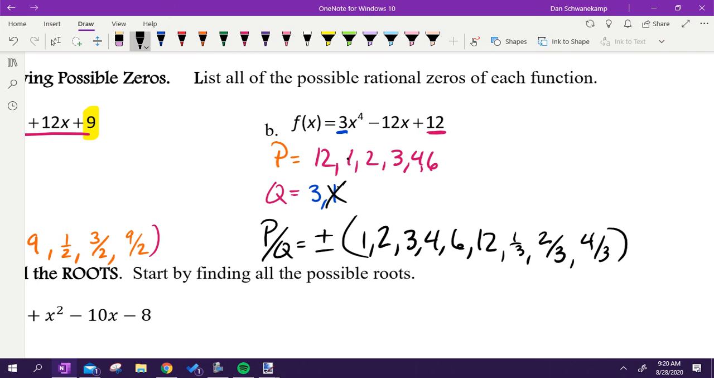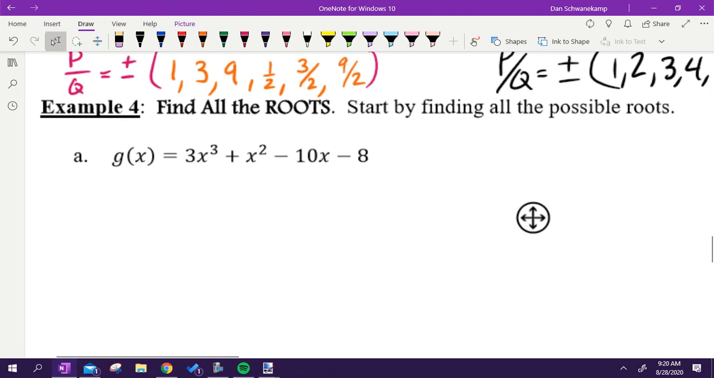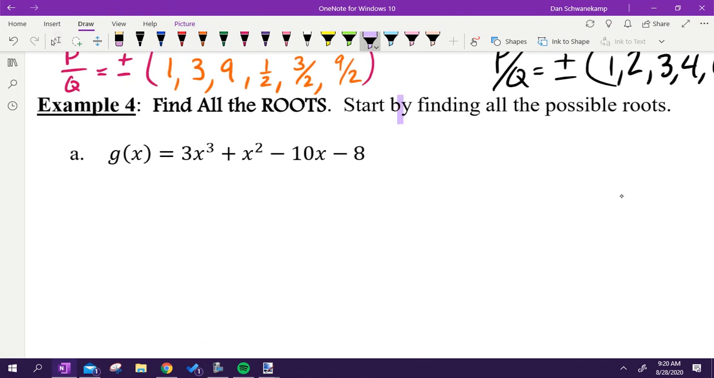So out of every number in the world, I still got a lot of numbers, but it's a lot less than what it was before. Questions on how to find the possible rational zeros? Now we're going to use that here, and it's not a whole lot different than what we just did. Okay, find all the roots. We're going to start by finding all the possible zeros.